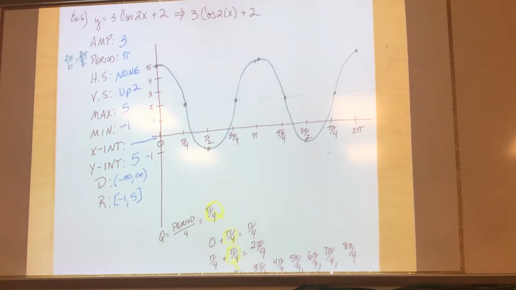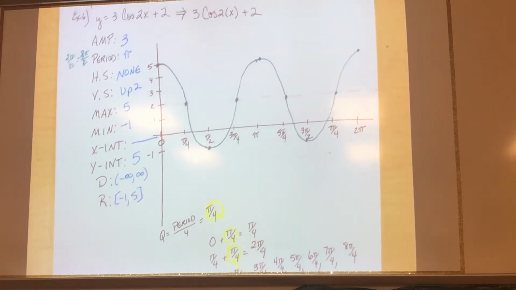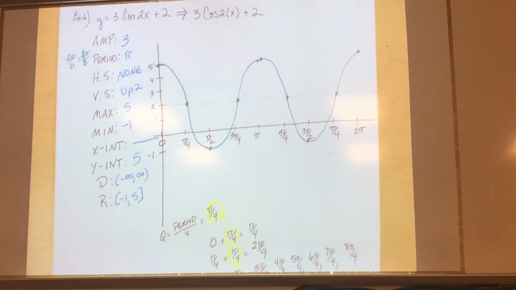All right, anybody got a question? Wait, so the range is always going to be inclusive? Yes, because you went up to that max and you went down to that min. Those were points on my graph.